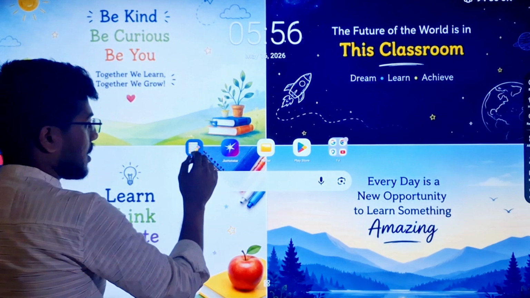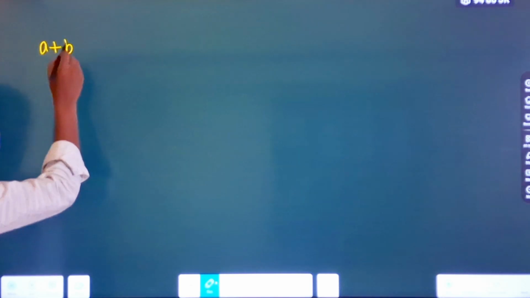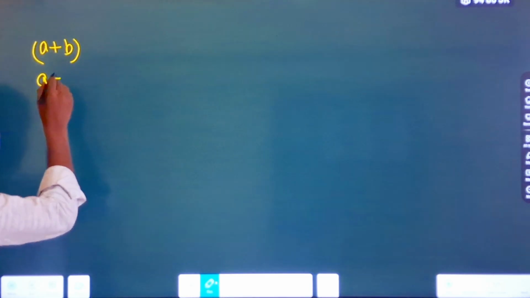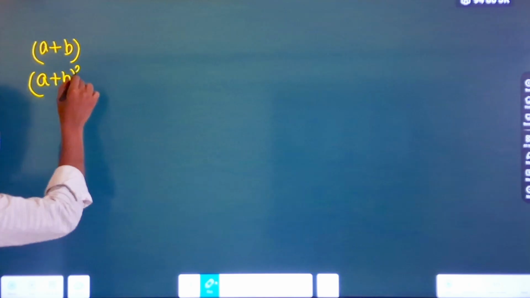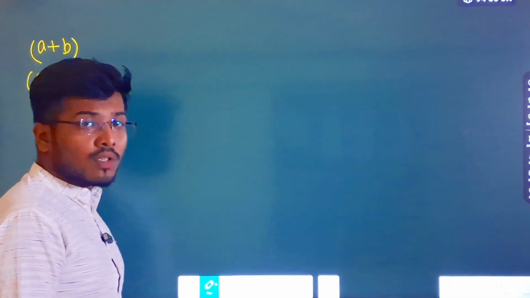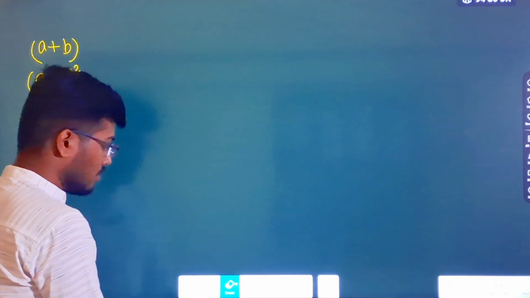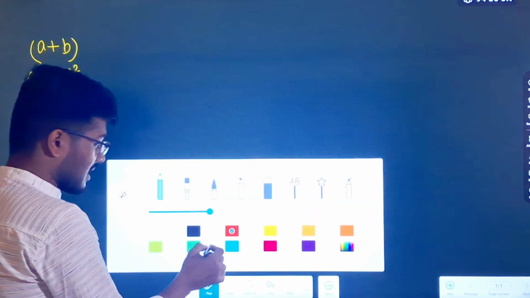At first, I open the board. At the beginning, we know the formula of (a + b) whole square. To prove this formula, at first you have to know the concept of Pascal's triangle. What is Pascal's triangle? Now I start.